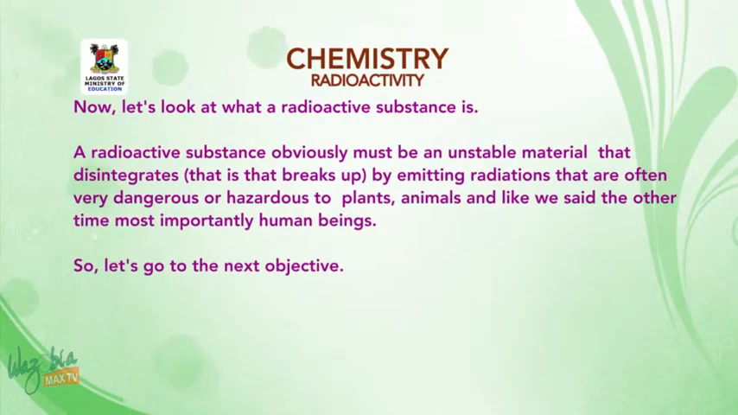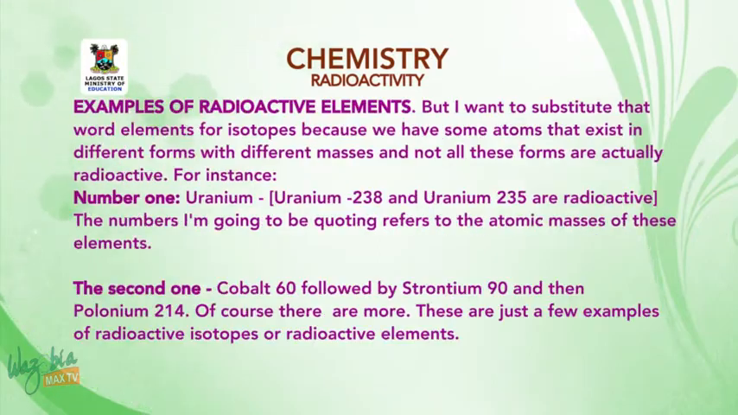Now let's look at what a radioactive substance is. A radioactive substance obviously must be an unstable material that disintegrates, that is, that breaks up by emitting radiations that are often very dangerous or hazardous to plants, animals, and like we said the other time, most importantly, human beings. So let's go to the next objective, examples of radioactive elements.